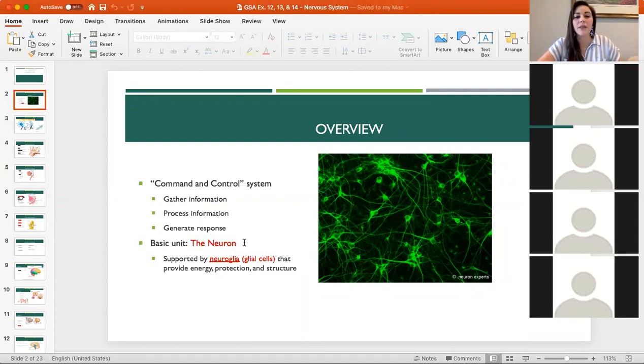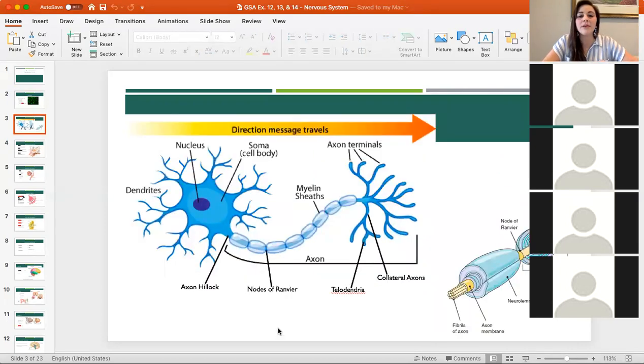All right, so we love to talk about our basic units of each system. So make sure that you know the basic unit of the nervous system is the neuron. Okay, again, that's in red. Things in red or in bold are going to be important for you to know. All right, so our neurons are going to be supported by our neuroglia or glial cells. They're going to have a lot of different functions, and we're going to talk about those in just a minute. This is going to be super important that you know these different terms and where they're going to be found on the neuron.